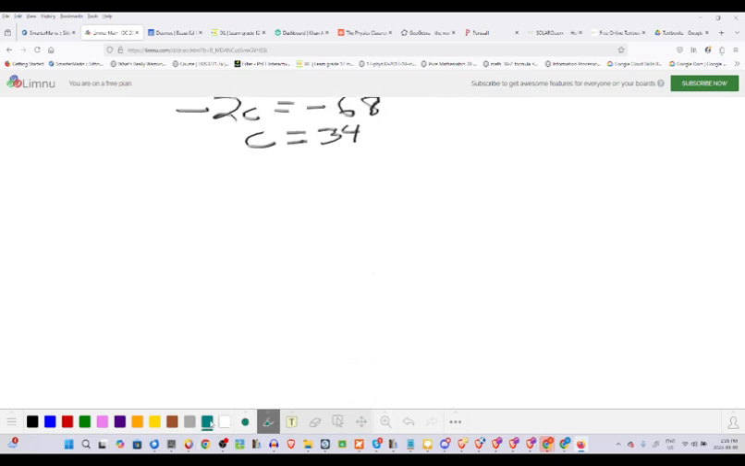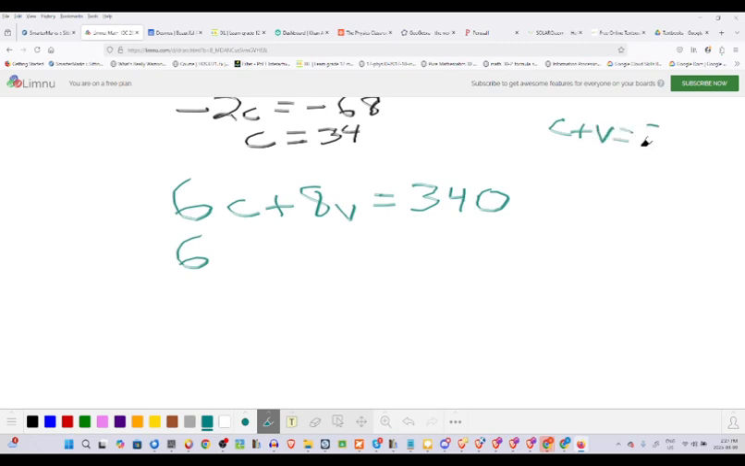Doing it the other way, if we have 6 cars plus 8 vans equals 340, multiplying the cars plus vans equals 51. If we multiply this by 8, sorry, I wrote 6, but if we multiply it by 8, we'd have 8 cars plus 8 vans, and 8 times 51 is 408.